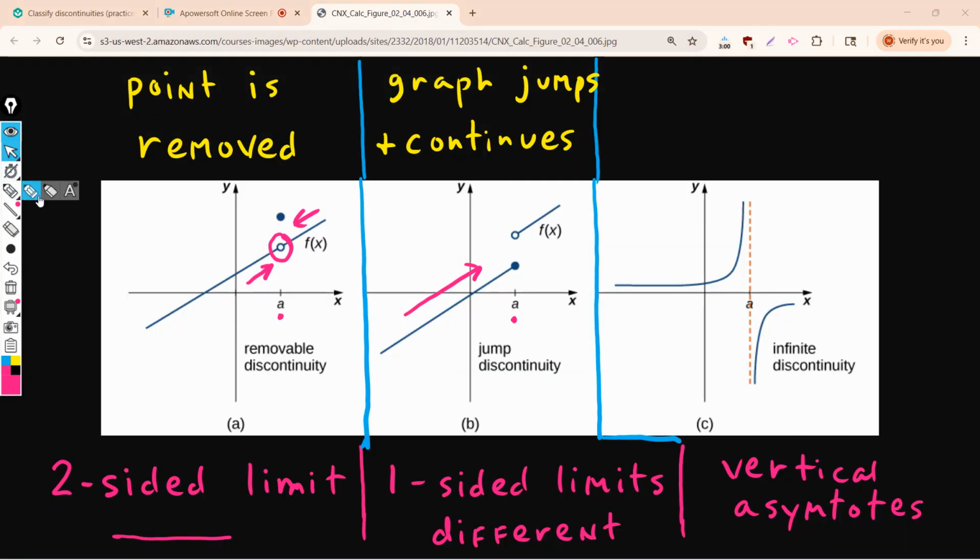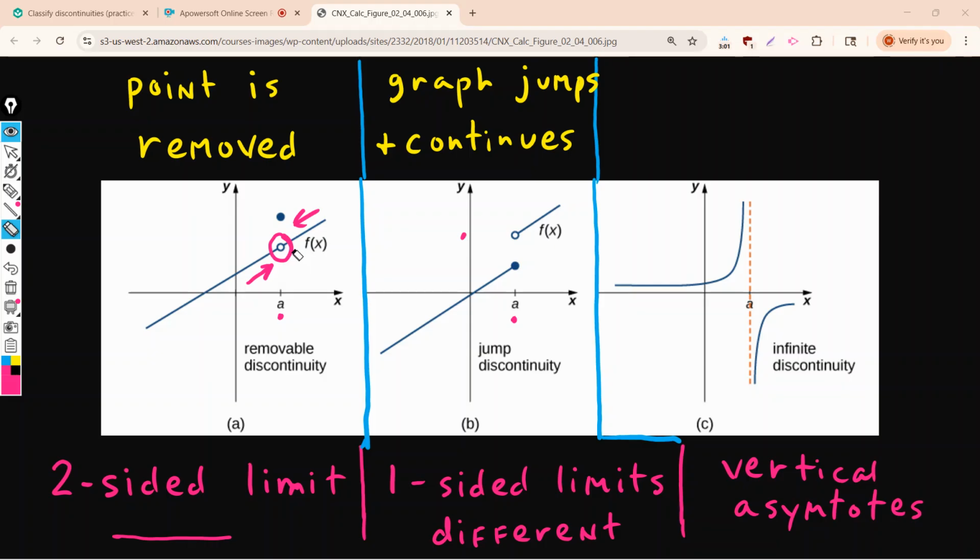All right, so just to clarify it a little better, there will be one-sided limits, but they're going to be different. Okay, so here's the jump discontinuity at x equals a. When you approach from the left, it approaches this point here on the y-axis. But if you approach it from the right, it approaches that point right there.